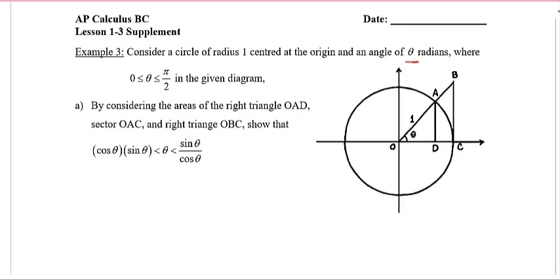Okay? Now what I'd like us to do is, can we consider the areas of the right triangle OAD? That's this one. Okay? The sector OAC. The sector is like a slice of pie. And finally, the right triangle OBC. There's a bigger one. Okay? And I want you to show this statement. And by the way, this statement should have less than or equal to. My apologies. Okay? Show that cosine theta times sine theta is less than or equal to theta over 2, which is less than or equal to sine over cosine.